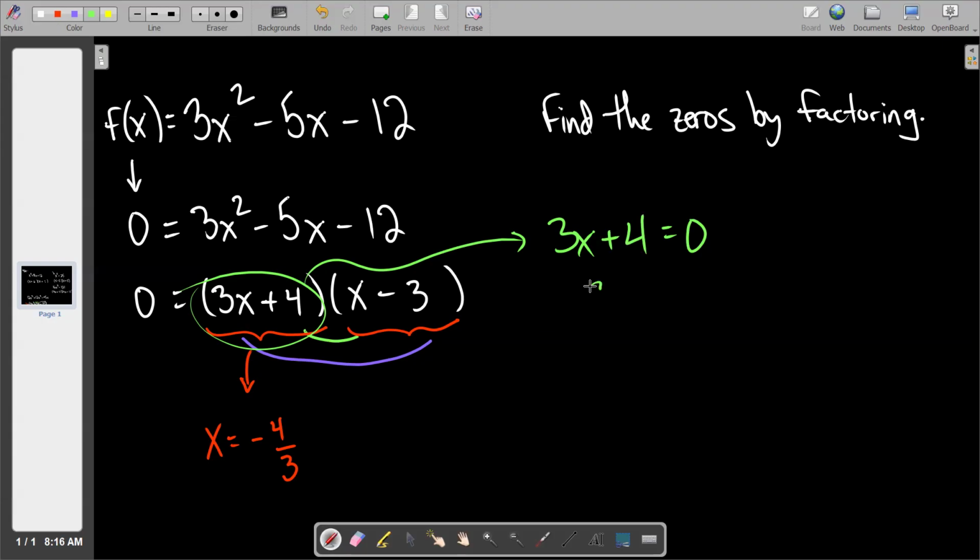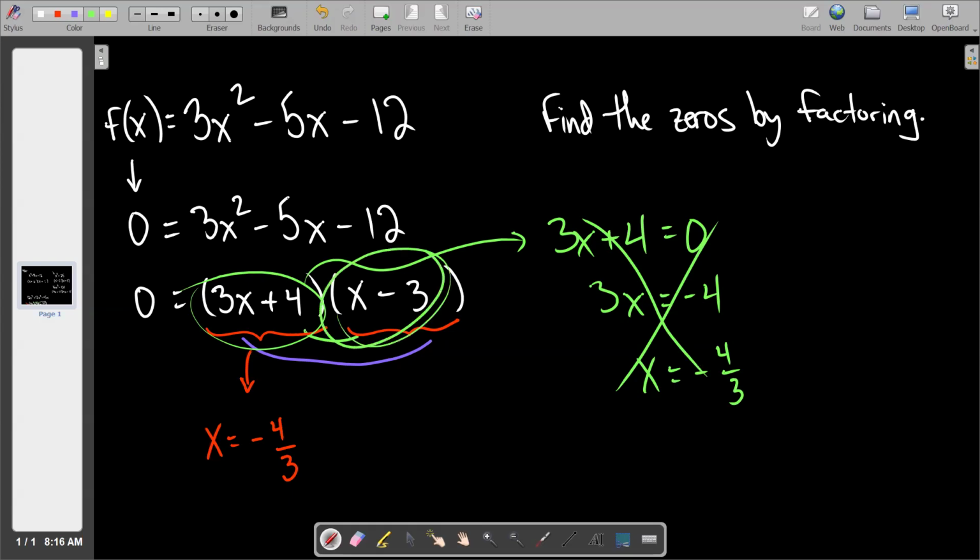Like you subtract 4, you get 3x equals -4, divided by 3, x equals -4/3. Obviously, you don't want to do this much work every time. It's kind of a pain, but it's there if you forget. And then the other one's pretty easy. What do we get from x minus 3?